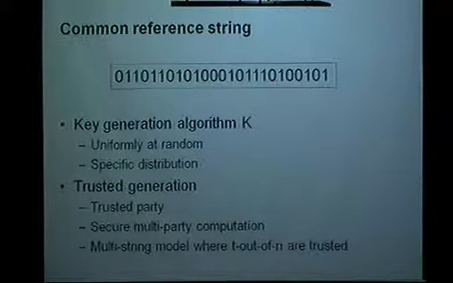I mean, it could be that they just blindly trust some trusted party. It could be that they use some kind of secure multi-party computation protocol. There are various other models, for instance, the multi-string model, where you assume not that there's one string that's honest, but there's n strings, and you assume that t out of those n strings are honest. But for the purpose of this talk, I'll just assume that we have a common reference string that has been generated honestly.